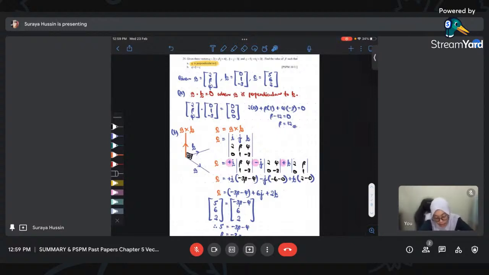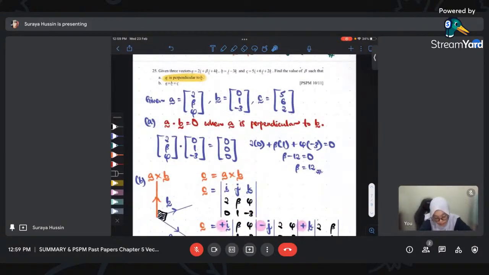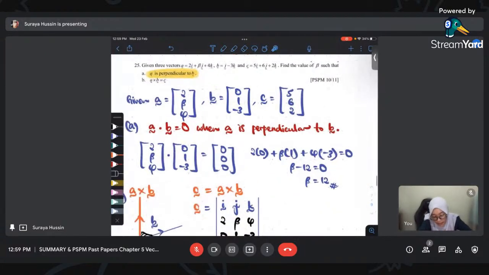Dan carilah A cross ke A dot B. Oh, untuk soalan 25 ni tak ada kaitan dengan soalan nombor B. A dan B adalah berbeza punya soalan sebab dia kata dia bagi point A, B and C. Find the value of beta if A is perpendicular to B.